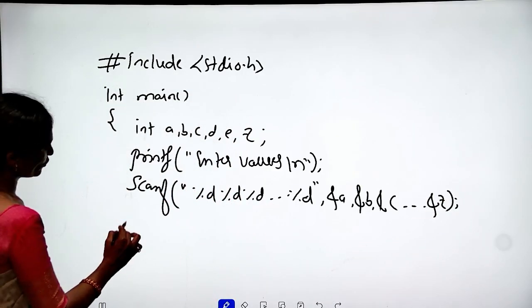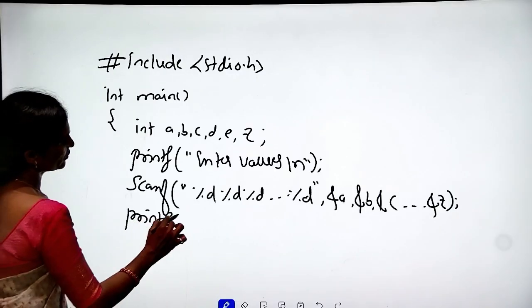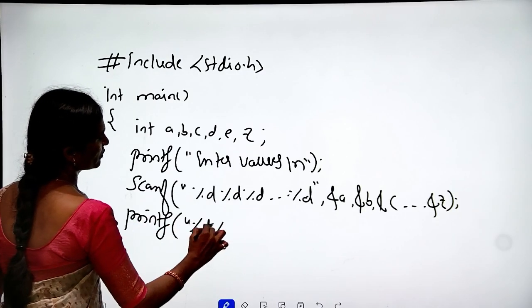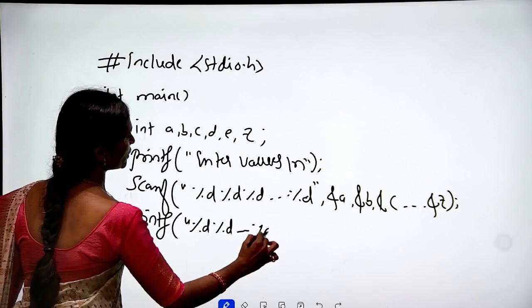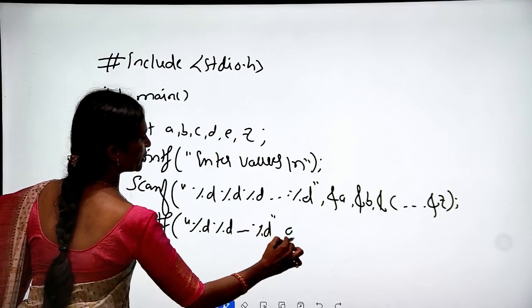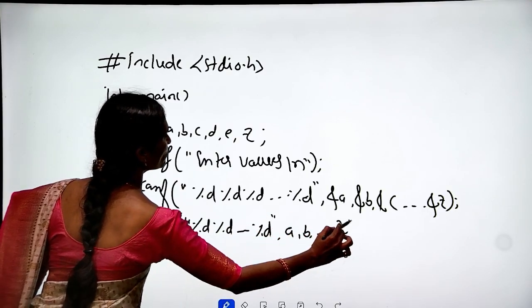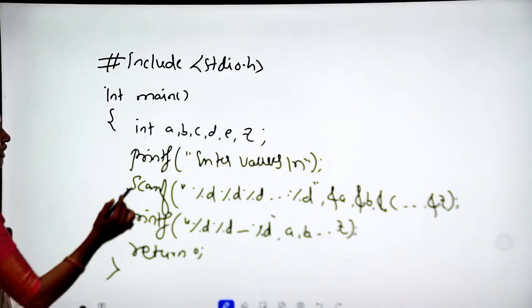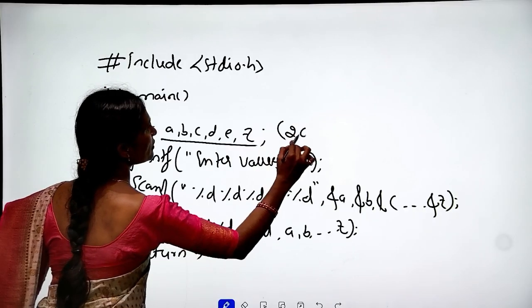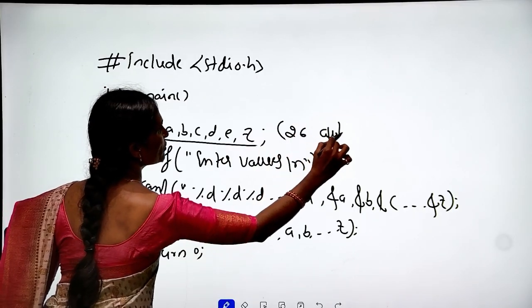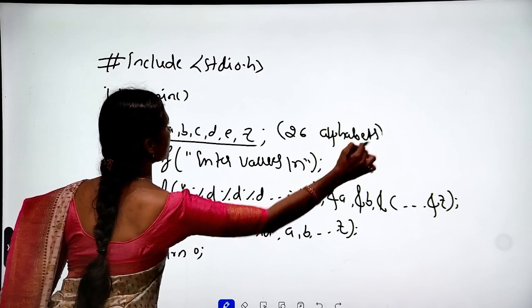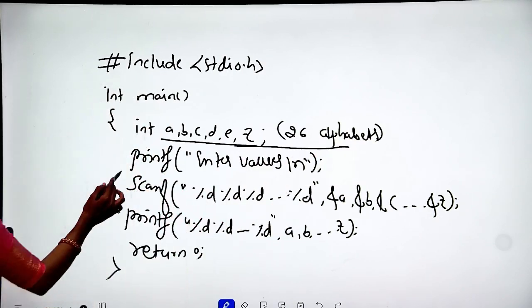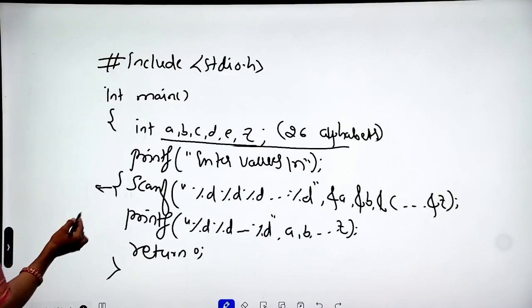Fine. Okay. So if you want to print the values, printf, then %d, and so on, %d, then a, b, and so on to z. What happened here? We have written how many characters here? 26 alphabets. So I am reading the values up to 26. This kind of thing, this scanning, can be reduced by using looping.